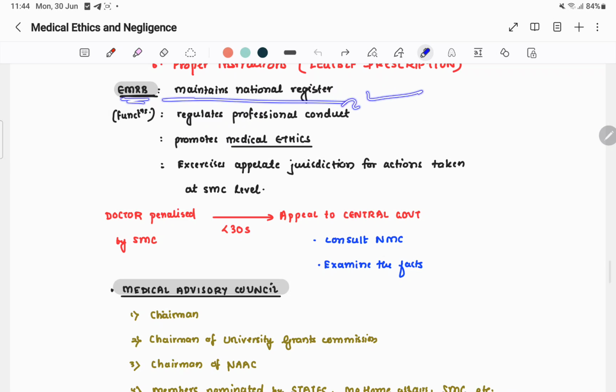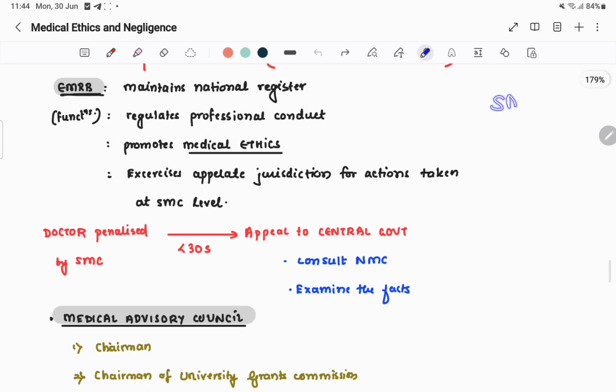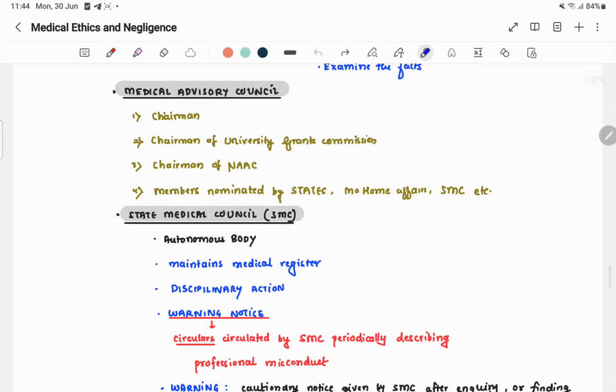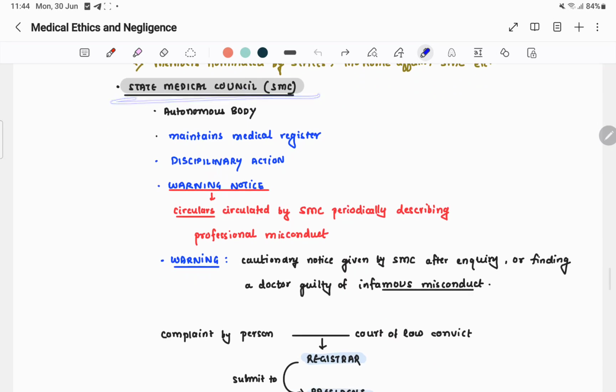EMRB, I told you, maintains the national register, professional conduct, medical ethics, appellate jurisdiction over SMC level. So if a doctor is not satisfied by SMC, he can appeal to EMRB. If the doctor is not satisfied with EMRB, he can appeal to NMC. A Medical Advisory Council, MAC, is also there. The chairman is the chairman of University Grants and NAAC, and members are nominated by all of these. Not much important, just a council. State Medical Council, I told you, is an autonomous body maintaining the medical register.